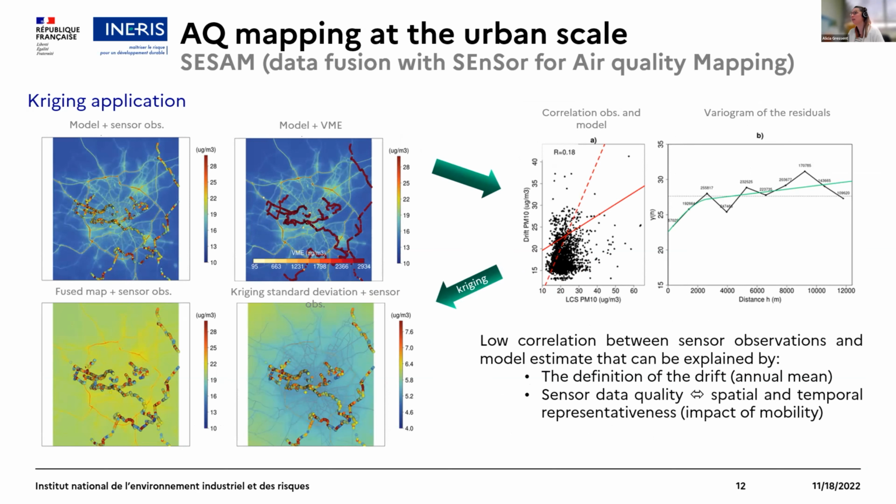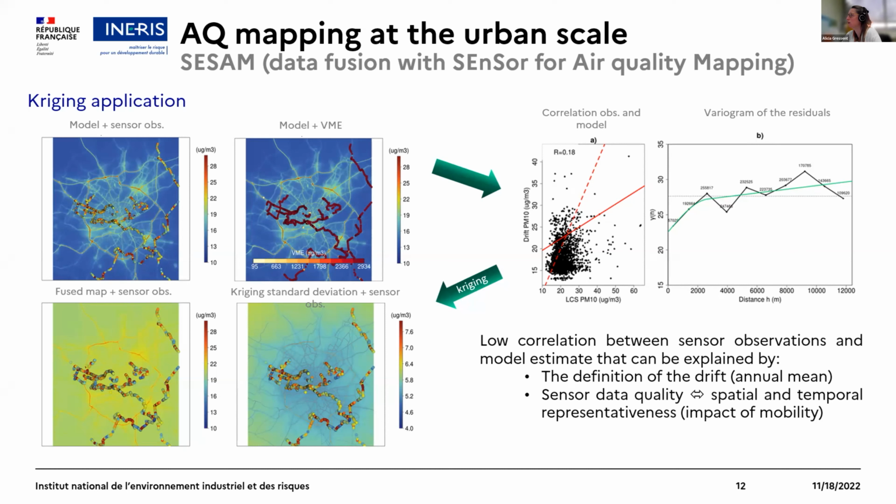So the kriging is then based on the variogram of the residuals that is calculated based on the observations and the model, the dispersion model. You can see that the correlation between the observations and the model is not so good. This is mainly because of, I think, the choice of the drift, because we chose an annual mean.